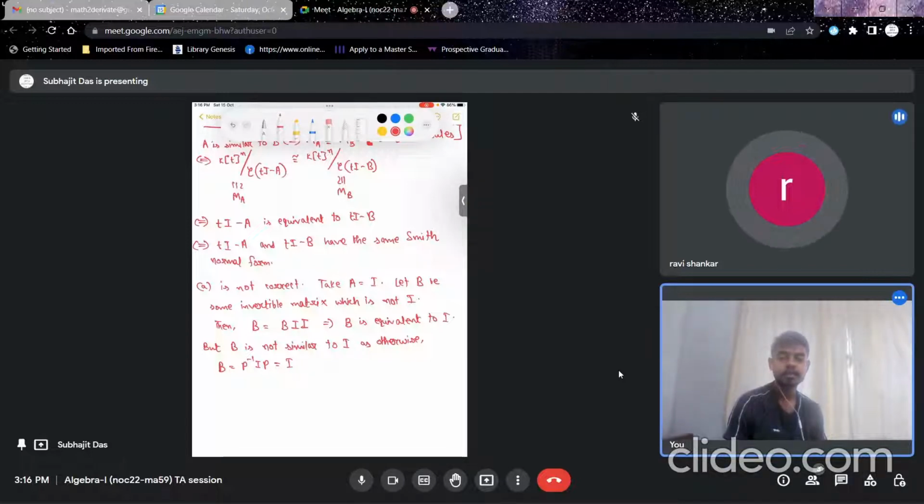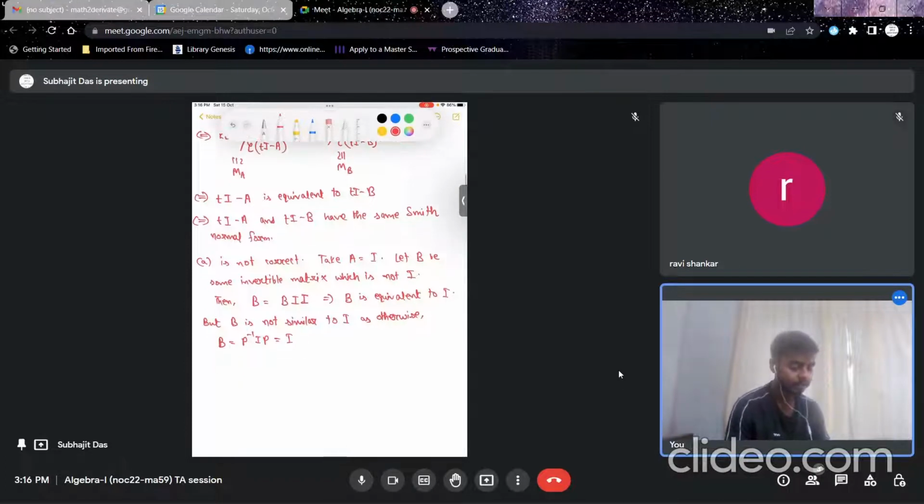So the point is that the only matrix which is similar to the identity matrix is the identity matrix itself. No other matrix can be similar to identity. But as we clearly saw, any invertible matrix is always equivalent to identity. So equivalence doesn't imply similarity, right? And for the same reason, option B is also not correct.